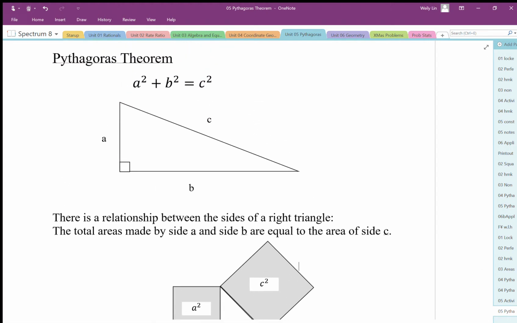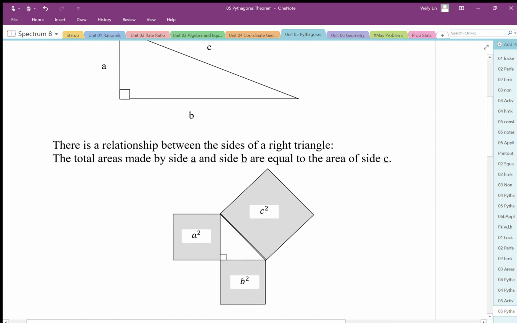So the Pythagoras theorem states that a squared plus b squared equals c squared. It's important to note that the relationship is not about the side A, side B, and side C. We can see that those three sides are not related to each other. The relationship is through the three squares.